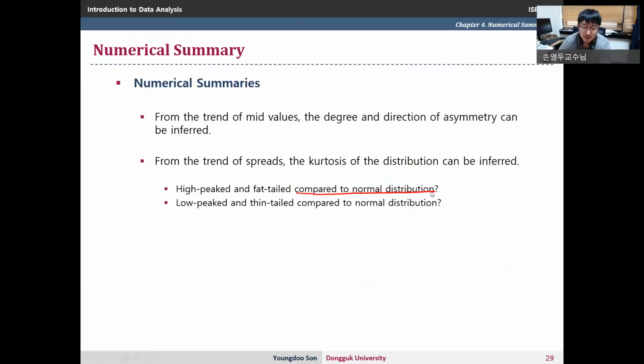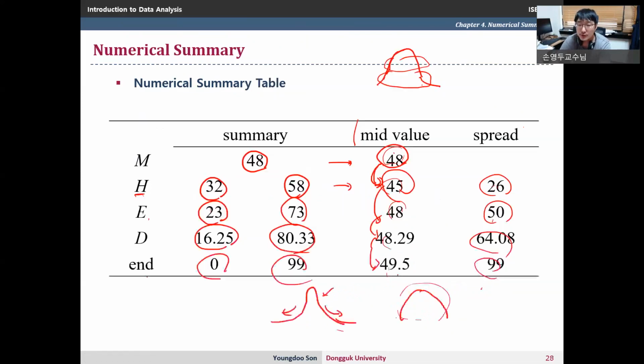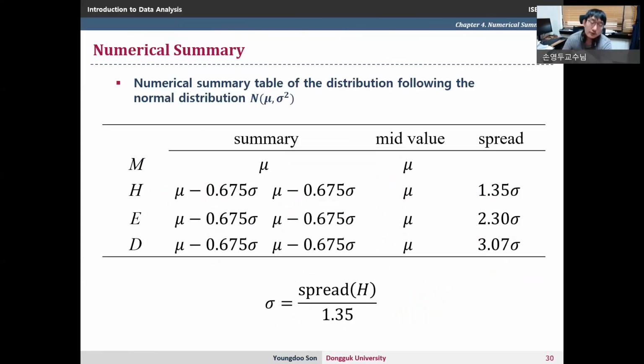So if we make the numerical summary table for the normal distribution, then we can understand whether this spread change is faster or slower than the normal distribution. In other words, it is high-peaked or fat-tailed, or lower-peaked and thin-tailed compared to the normal distribution. So here, this is the numerical summary table for the normal distribution with mean mu and variance sigma squared.